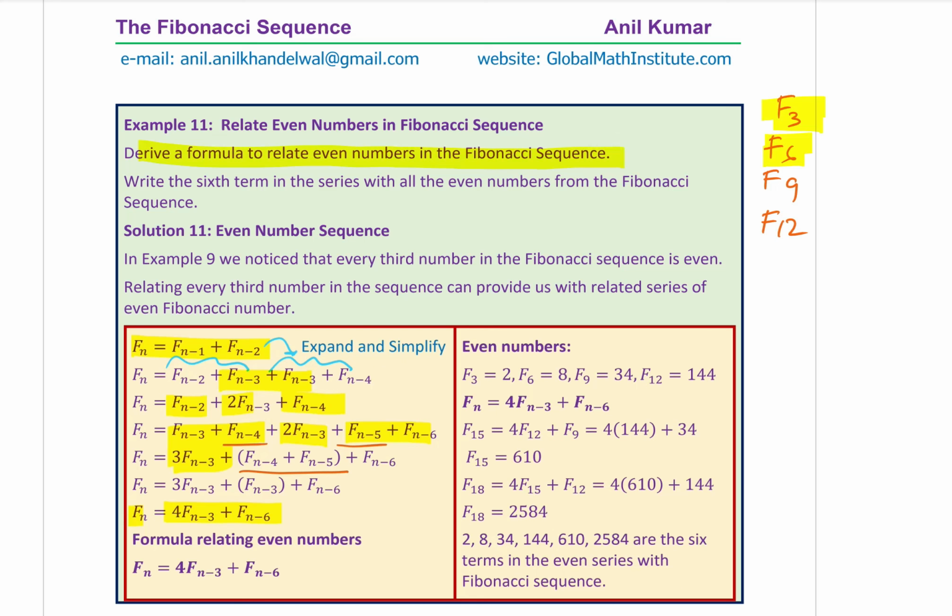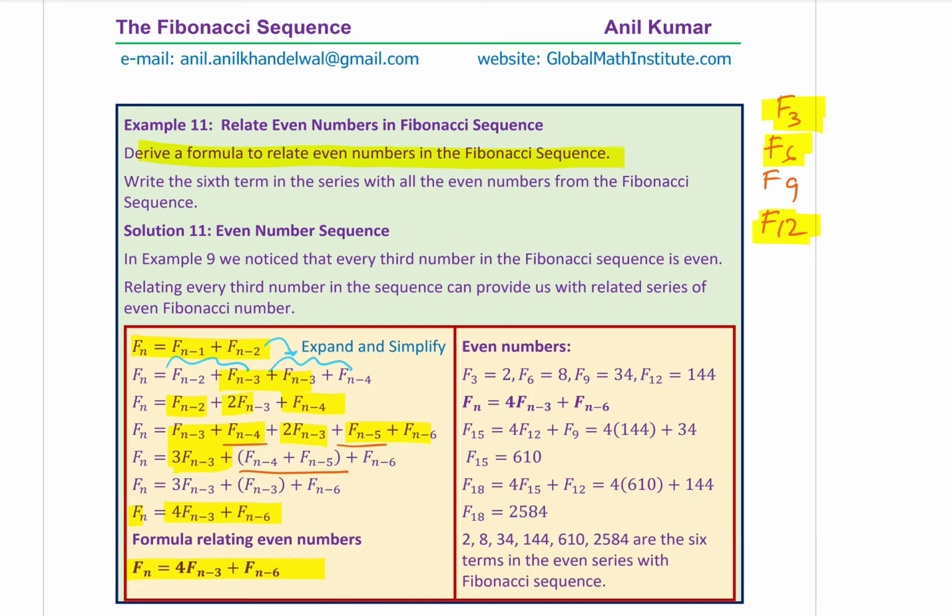So from here we can see that if I know that F12 is even, then I can find the next even number. You get the idea, right? So knowing these, we can find the next even number. Perfect. So that is the whole strategy. So the formula here is that the next even number is 4 times Fn minus 3 plus Fn minus 6. You get the idea, right?